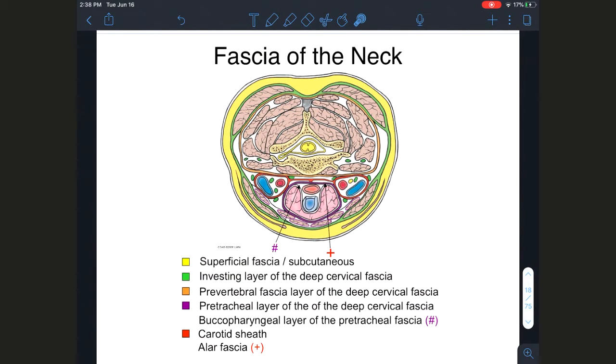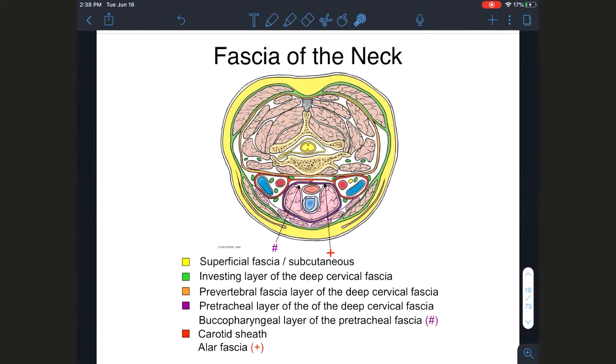And then if we move on to your orange, which holds your vertebrae, so that's your prevertebral fascial layer. And then your purple, which is your pretracheal layer with your trachea in it. And then one of the big points in here is your carotid sheath, which is this red area. That's where you're going to find your vagus nerve, your common carotid, and your internal jugular vein.